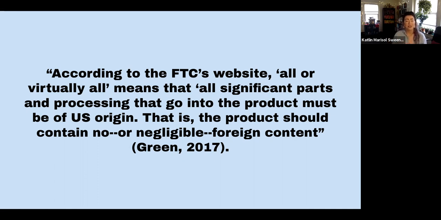And so what he's proceeding to do is provide us with some kind of definition to hold on to. And so he's pointing to the Federal Trade Commission to indicate that, as a body that's going to have some say and sway over what exactly counts as American made, we need to recognize that the definition is going to consist of all significant parts and processing that go into the product must be of US origin.